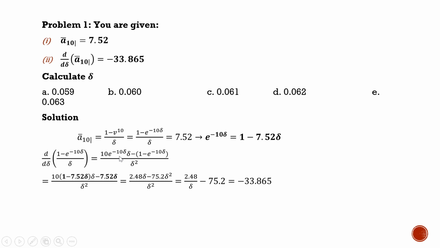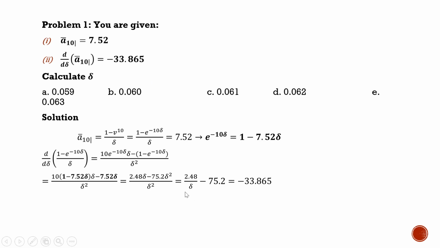So from here, because we want to solve for delta, we don't want e to the negative 10 delta here, so we are going to substitute this quantity in place of e to the negative 10 delta. So we have 10 times 1 minus 7.52 delta times delta minus 7.52 delta divided by delta squared. So this becomes 2.48 delta minus 75.2 delta squared over delta squared. So that's 2.48 over delta minus 75.2, and this is negative 33.865.